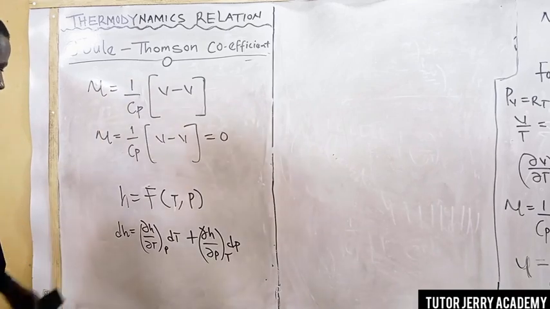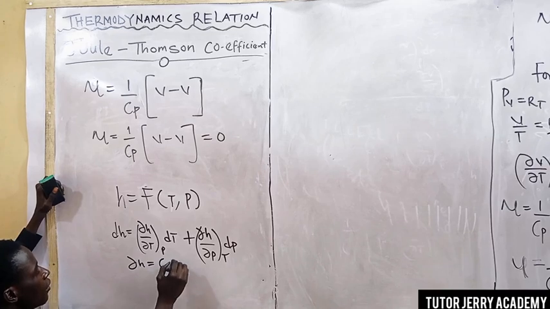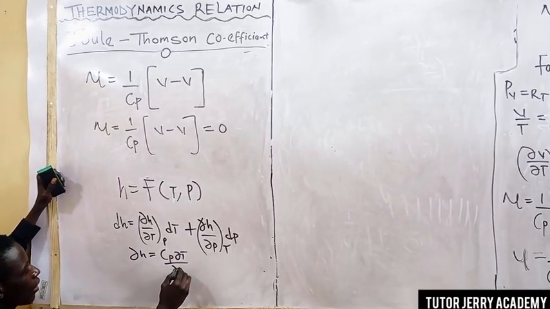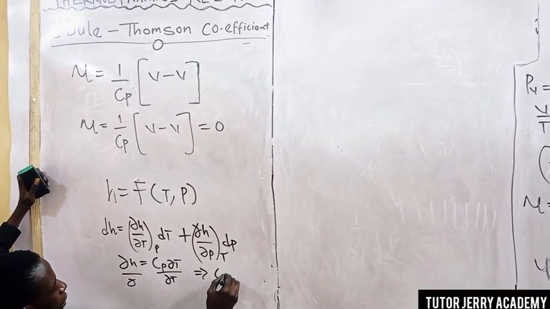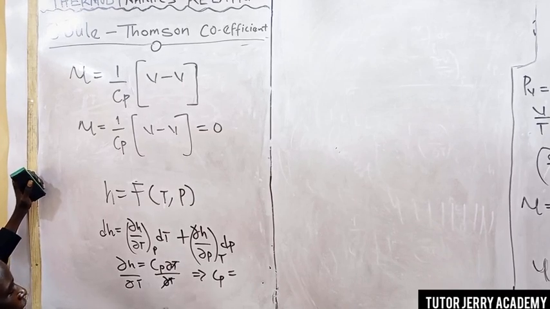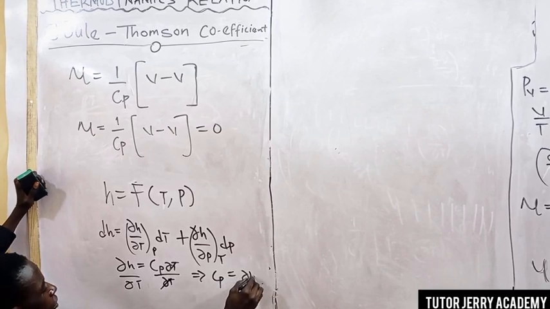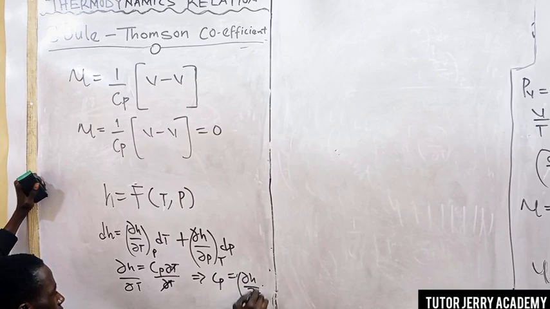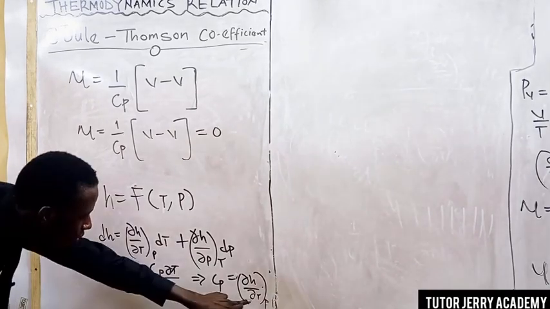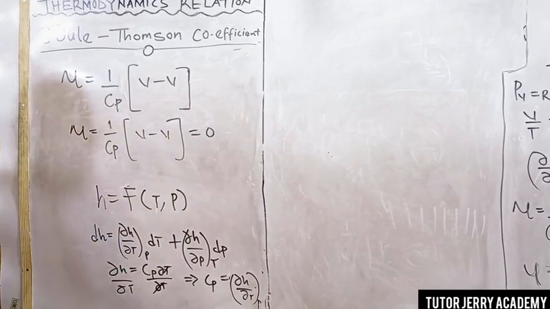Next, we know that the partial derivative of H with respect to T at constant P is Cp. If we divide both sides by the partial derivative of T, we are going to have Cp equal to the partial derivative of H over the partial derivative of T, keeping P constant. So we are going to substitute this, which is equal to Cp, for the partial derivative of H over the partial derivative of T, keeping P constant, in this equation.